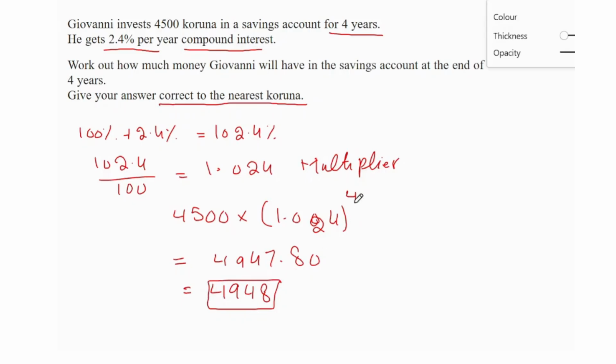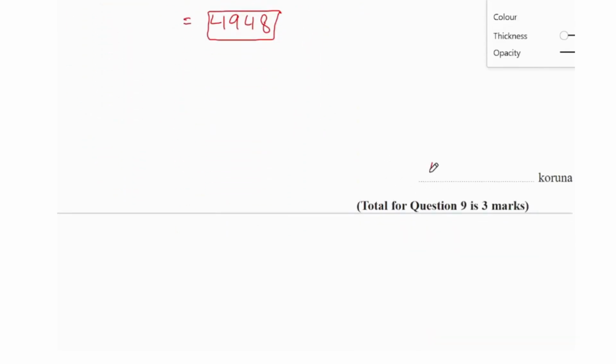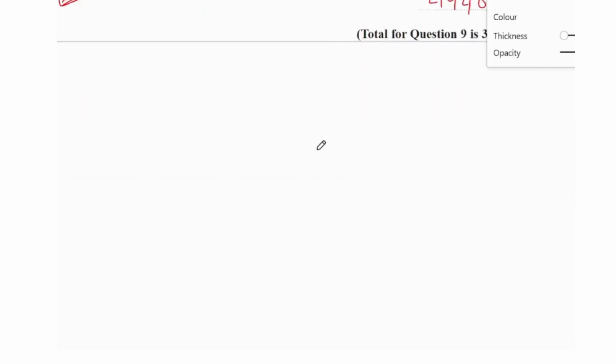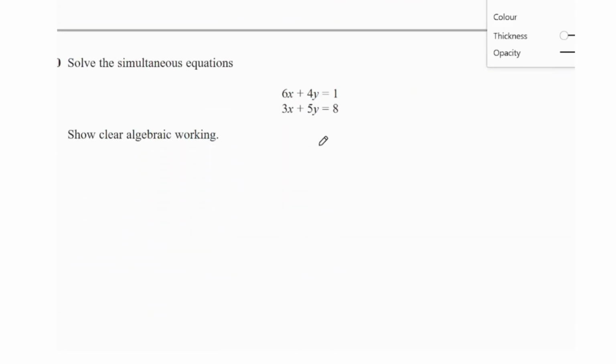Krona is a currency. So we're going to write down here 4,948. So this is question number 9. If you're done up to here, you can easily get 31 marks. Okay, so this is 4,948. Let's write it down clearly. Let's move on to number 10.